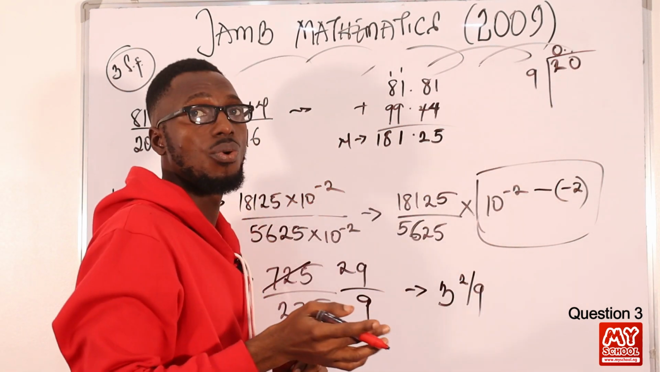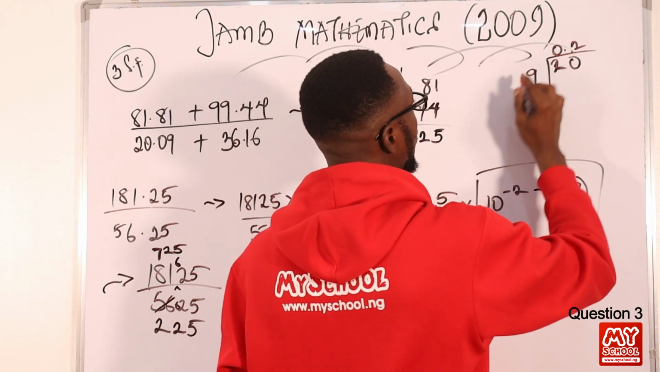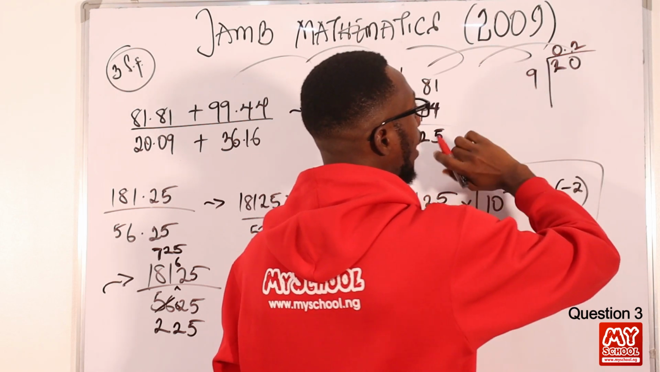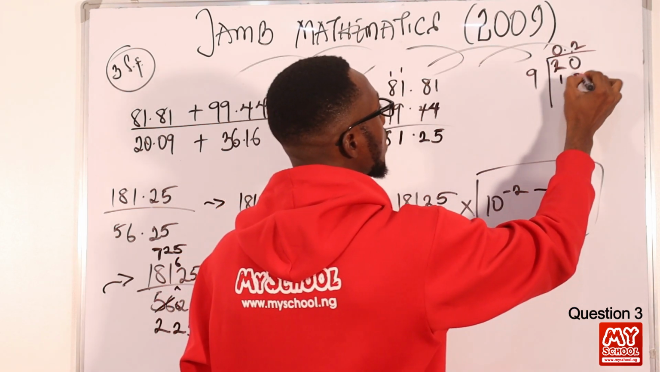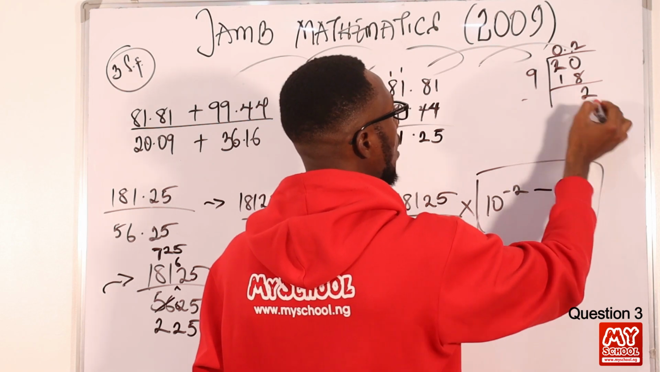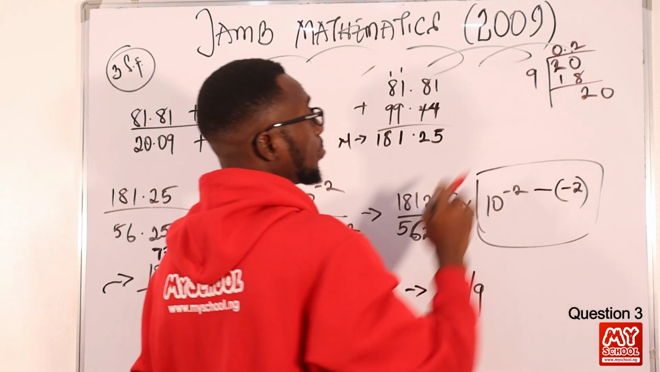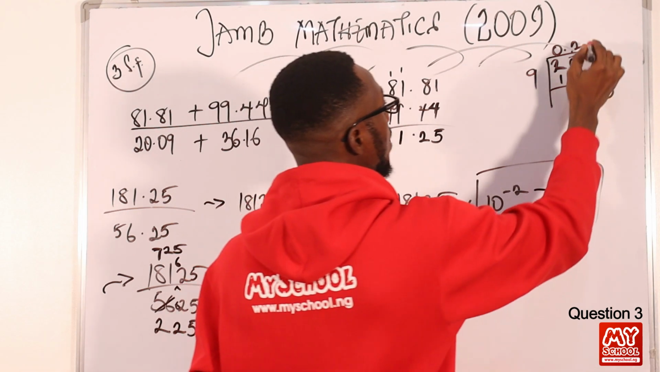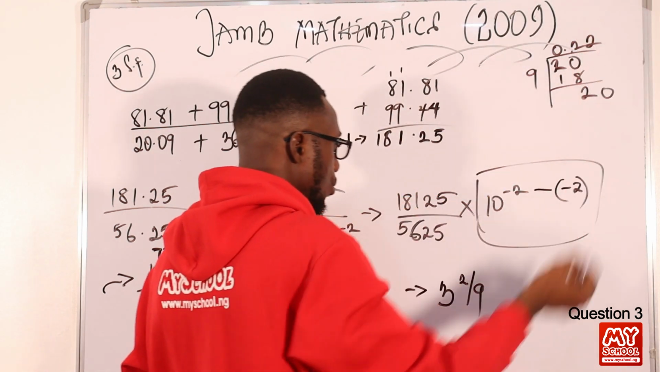9 in 20 will go twice, right? Remaining 2. Okay, so 9 times 2, I have 18. So 20 minus 18, I have 2. I know I have to strike, apply 0 as well. 9 in 20, I have 2. So that means I'll be having 2, 2, 2, 2, 2, 2, 2.